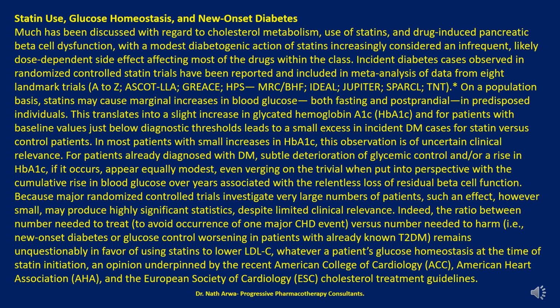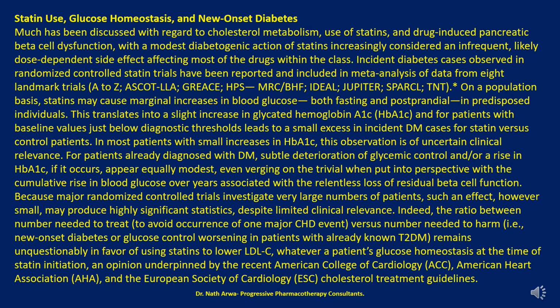For patients already diagnosed with diabetes mellitus, subtle deterioration of glycemic control and/or a rise in glycated hemoglobin A1c, if it occurs, appear equally modest, even verging on the trivial when put into perspective with the cumulative rise in blood glucose over years associated with the relentless loss of residual beta cell function. Because major randomized controlled trials investigate very large numbers of patients, such an effect, however small, may produce highly significant statistics, despite limited clinical relevance.